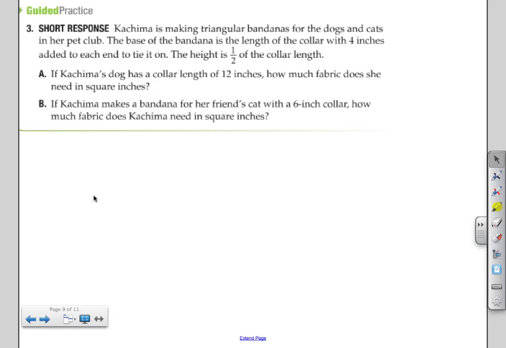Let's draw yourself a picture. It tells you what the base is of the length and what the height is. See if you can figure this out. And then do part B. Her friend has a cat that needs a 6-inch collar, so you're going to have to figure it out for that too. Okay, good luck with that, guys.